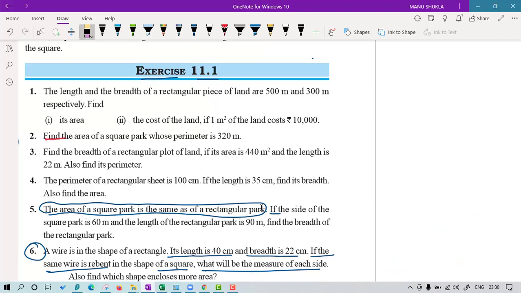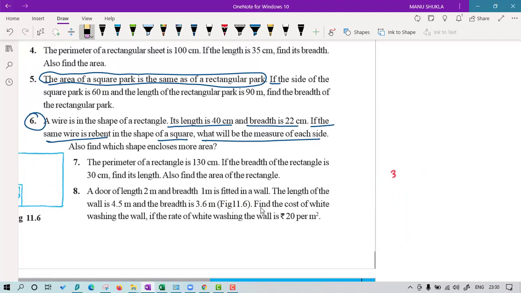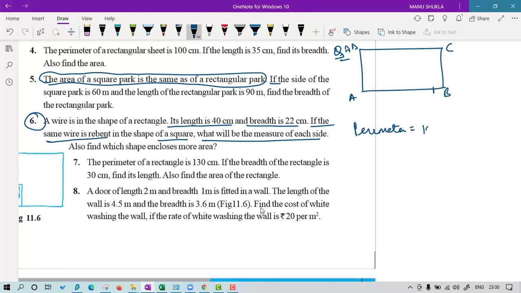Let's see the next. Question number 7. The perimeter of a rectangle is 130 centimeter. So question number 7. Given to you is a rectangle. Again draw a diagram. A, B, C, D. They are telling the perimeter is how much? It is 130 centimeter. If the breadth of the rectangle is 30 centimeter, so breadth is given to you as 30 centimeter, and find its length.